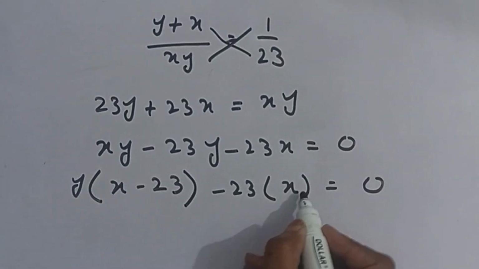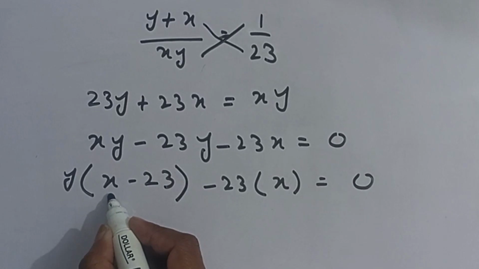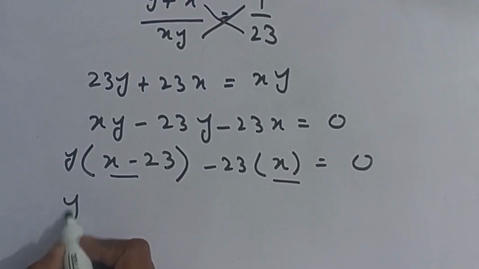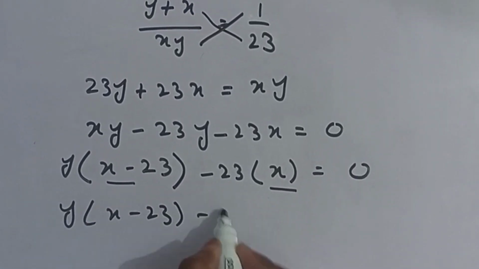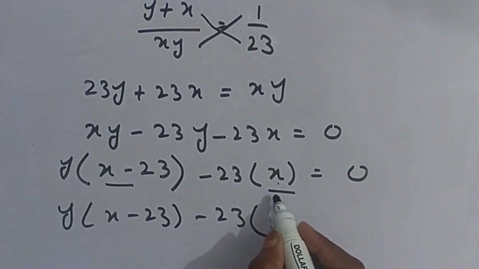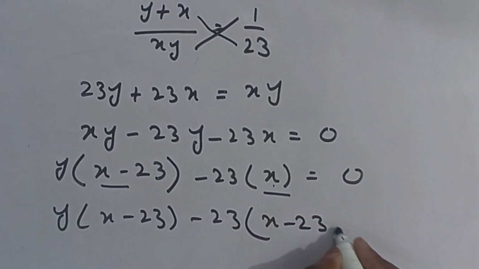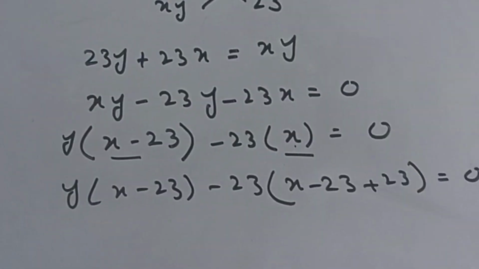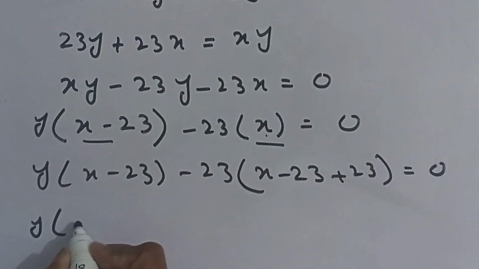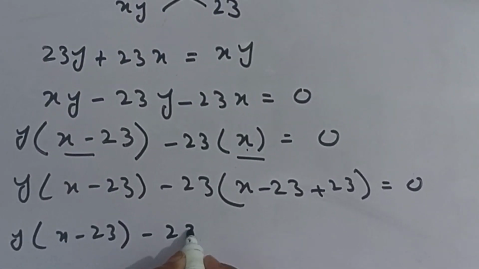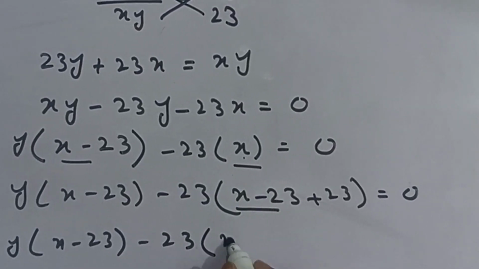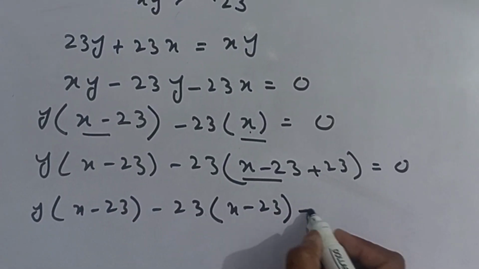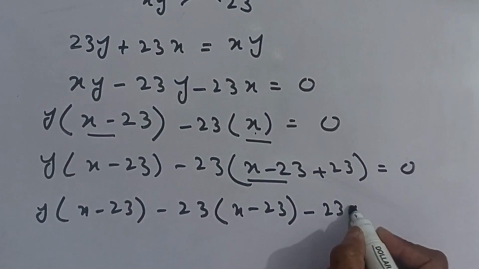Now focus on this equation. Here we need a minus 23, so that this value and this value will become the same. For this, we write this as y(x minus 23) minus 23, and here we add and subtract 23. We subtract 23 and also add 23 in this part. This is equal to 0. We write this as y times (x minus 23) minus 23 times (x minus 23 plus 23), so we get minus 23 multiplied by 23.